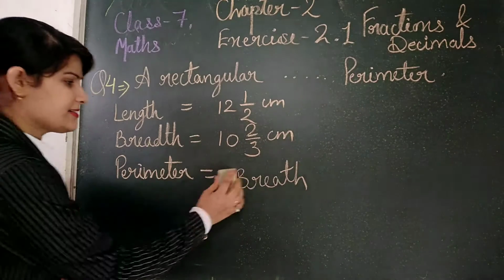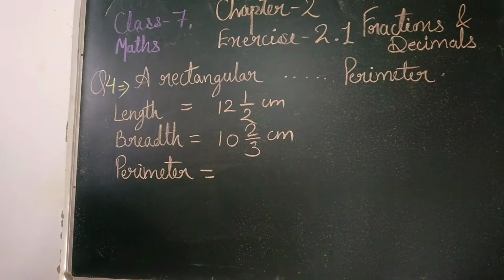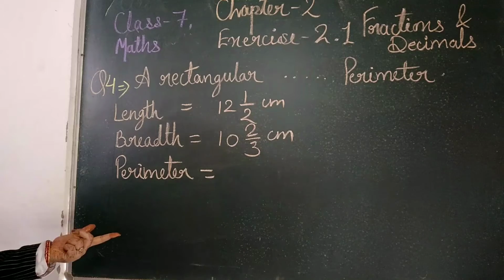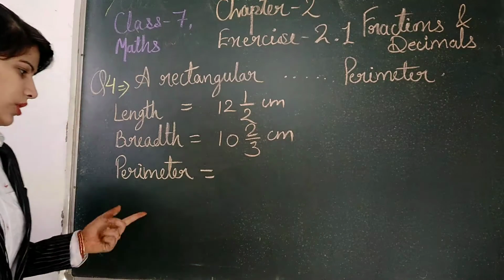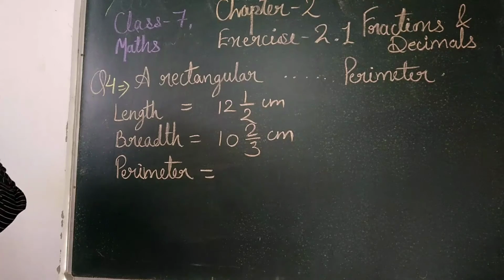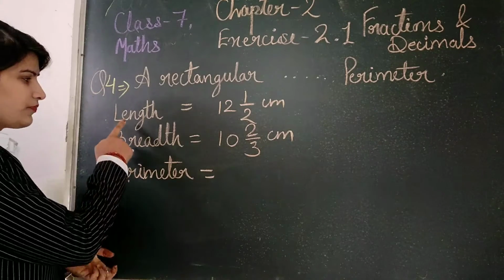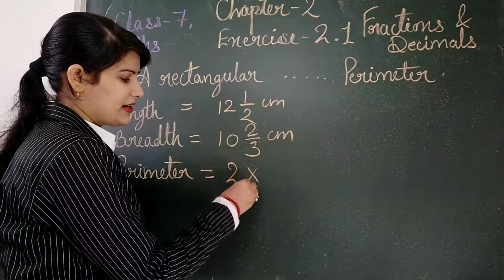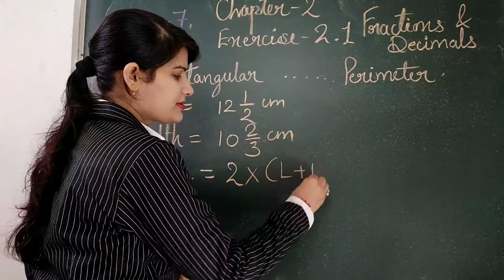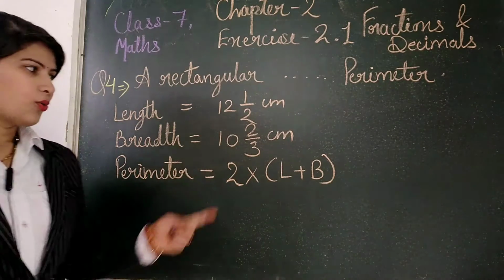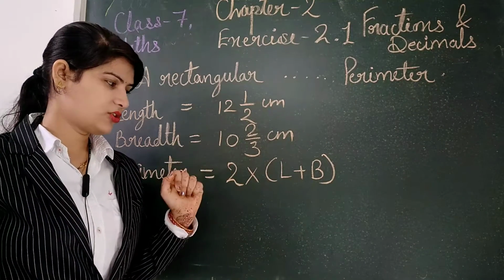Write the right spelling. And now perimeter of a rectangular sheet. Rectangular means rectangle. So what is the perimeter formula? Simple. You have already studied about the formula in 6th class. So perimeter of rectangle is 2 multiply length plus breadth. Right. Now we have length, we have breadth also.